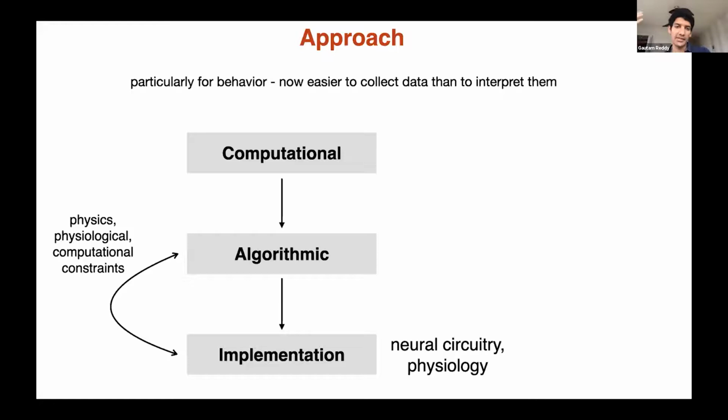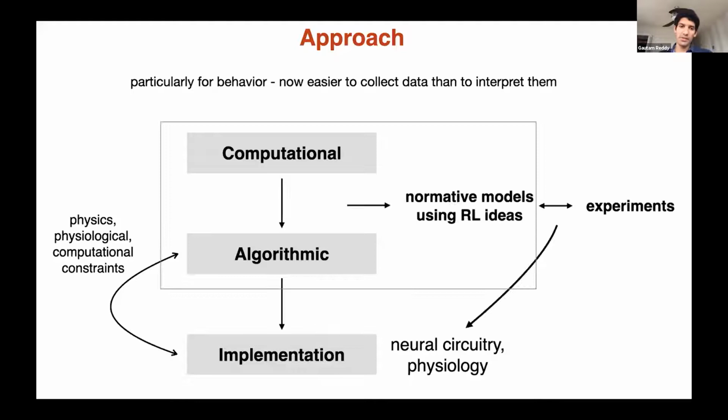So if we can split the problem into what is the problem, what is the solution to the problem, and how is the solution implemented, we are square in the first two places, the computational and the algorithmic aspects. And what we'd like to do is to build theories to explain the computational and the algorithmic aspects of behavior and hopefully generate some feedback with experiments and ultimately figure out what neural circuits actually implement these algorithms. Thank you.